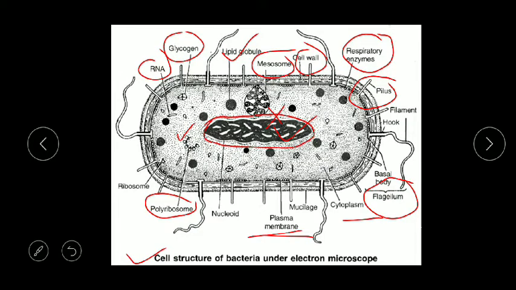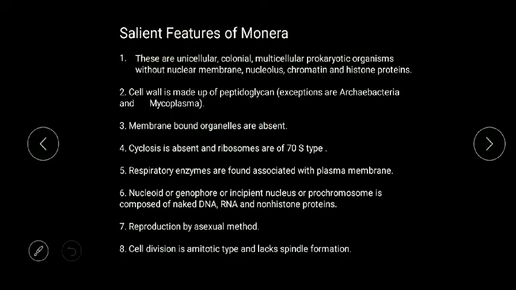So it is our duty to understand the bacteria in detail. To understand this, we should first understand some of the salient features of monerans. The salient features of monerans are that they are unicellular, made up of a single cell. Now, with unicellularity, later you can see that some colonial forms are available and some multicellular prokaryotes are found, but the common ones are unicellular.